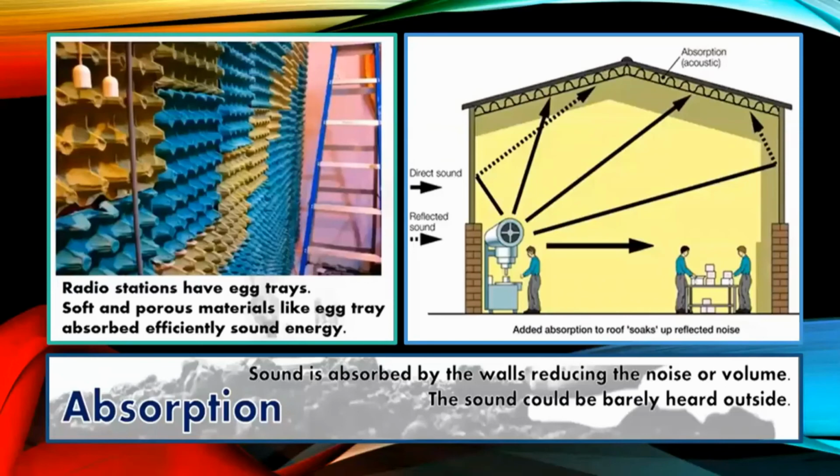Absorption, the sound is absorbed by the walls, reducing the noise or volume. As you can see in the photo, the wall has egg trays. Egg boxes are made of very thin cardboard, which absorbs sound waves instead of letting them travel directly through, showing reflection and diagrammatic absorption.